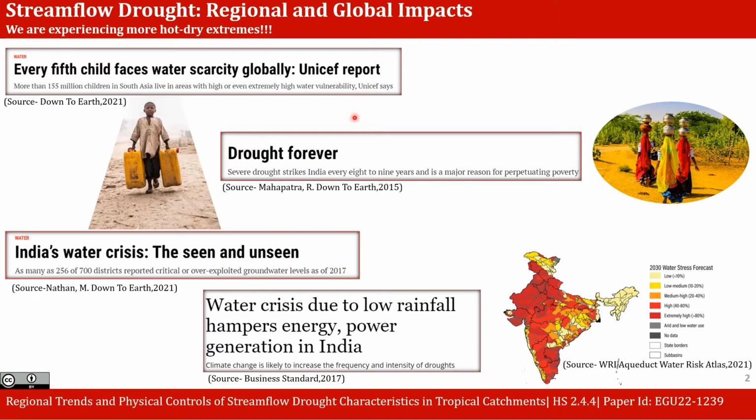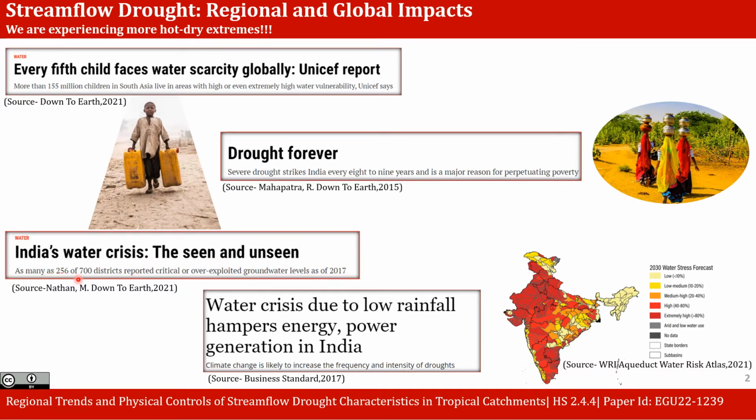Then another report says drought forever. Severe drought strikes India every 8 to 9 years, and it is a major reason for perpetuating poverty. So how is drought impacting? It impacts poverty, and the water crisis due to low rainfall also hampers energy and power generation in India. This energy and power generation is very essential, and water crisis or drought conditions will impact it severely.